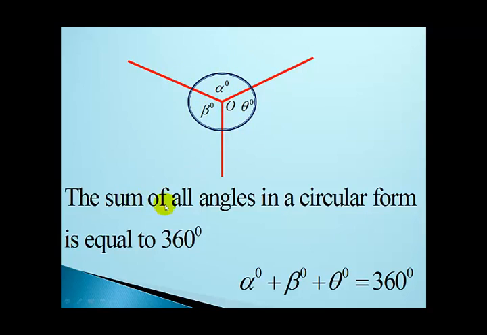The sum of all angles in a circular form is equal to 360. And so because alpha degrees, beta degrees, and theta degrees form a circle, it means that when we sum the three angles, it should be equal to 360 degrees. And therefore, alpha degrees plus beta degrees plus theta degrees is equal to 360 degrees.